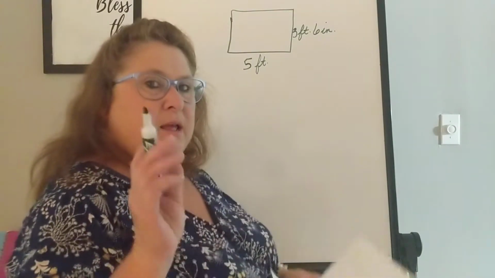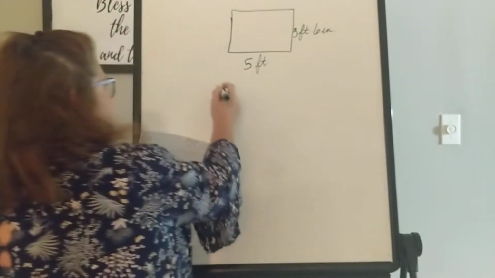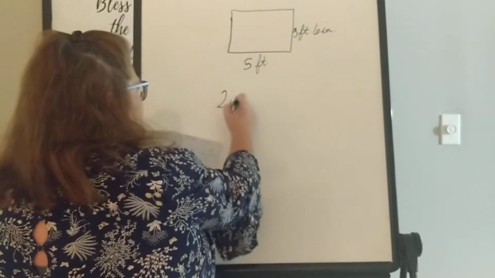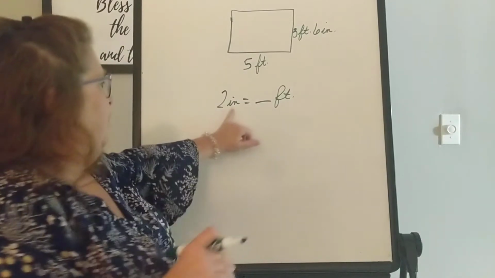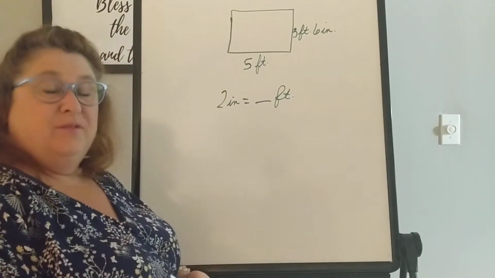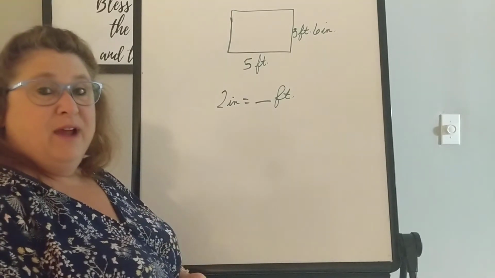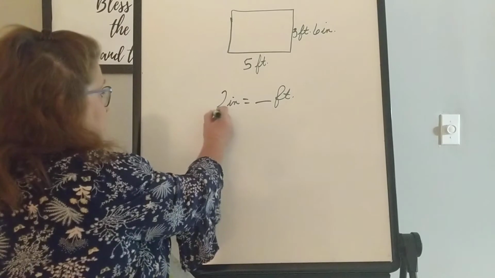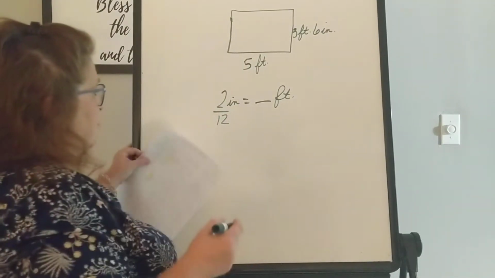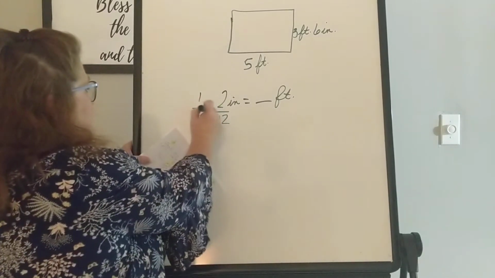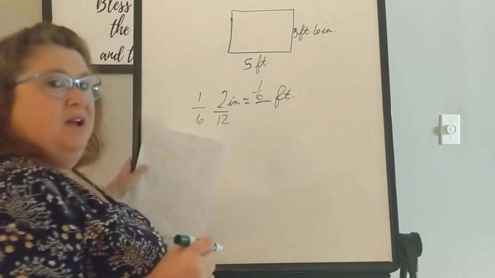Before we go on with that, let me bring a few things to your remembrance. Remember, if we have 2 inches equals blank foot, we're going from smaller to larger, so we know that we're going to divide. We know that there are 12 inches in a foot. Use that fraction bar as a division sign: 2 inches divided by 12. We reduce that: 2 will go into 2 one time, 2 will go into 12 six times. So 2 inches is 1/6 of a foot.